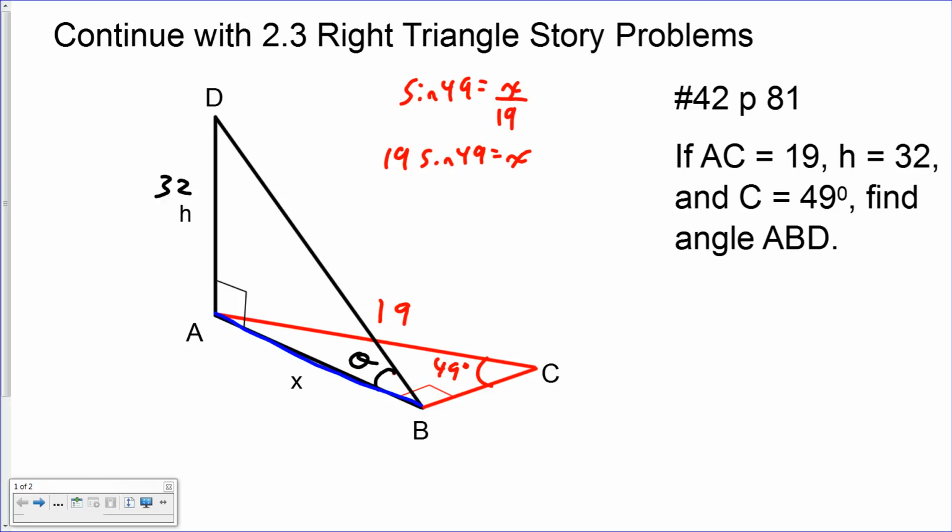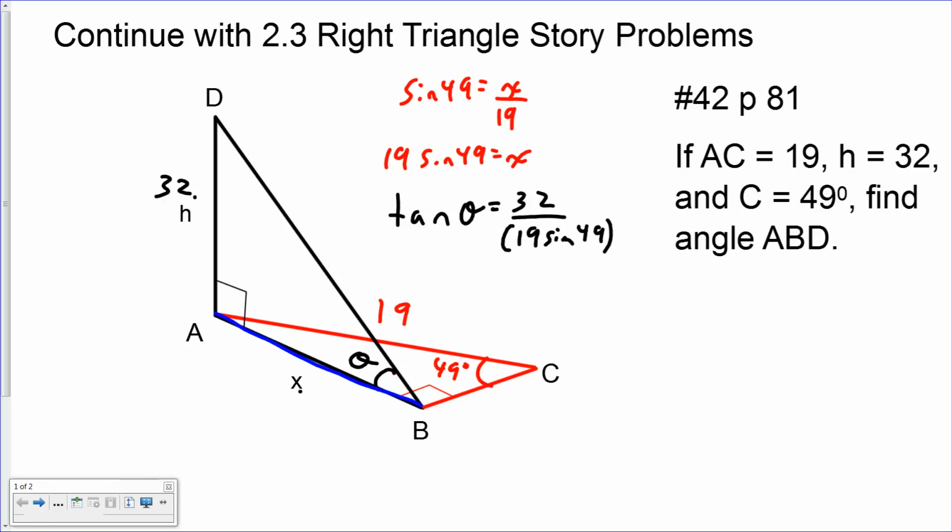And then I'm going to look at the black triangle. The black triangle is where I want to solve for theta. I know my 32. I also know my x here, and therefore I can use tangent, opposite over adjacent. Tangent of theta equals 32 over 19 sine 49.